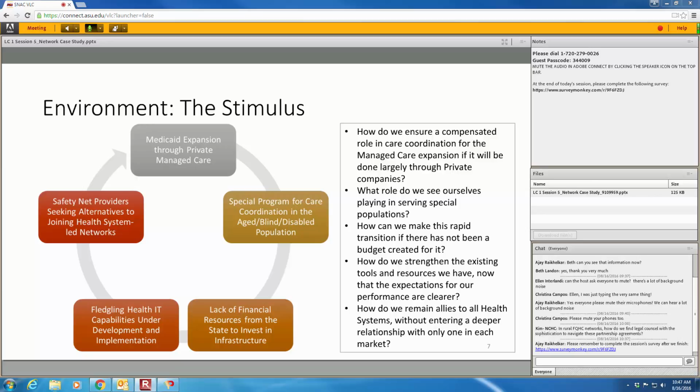Can anyone? Yeah, go ahead. This is Beth. I have a question for that example. Since the project would focus on a type of population, age-blind disabled, but not a geography, could it be a group of providers from all over the state that don't even necessarily share patients or see the same patients?